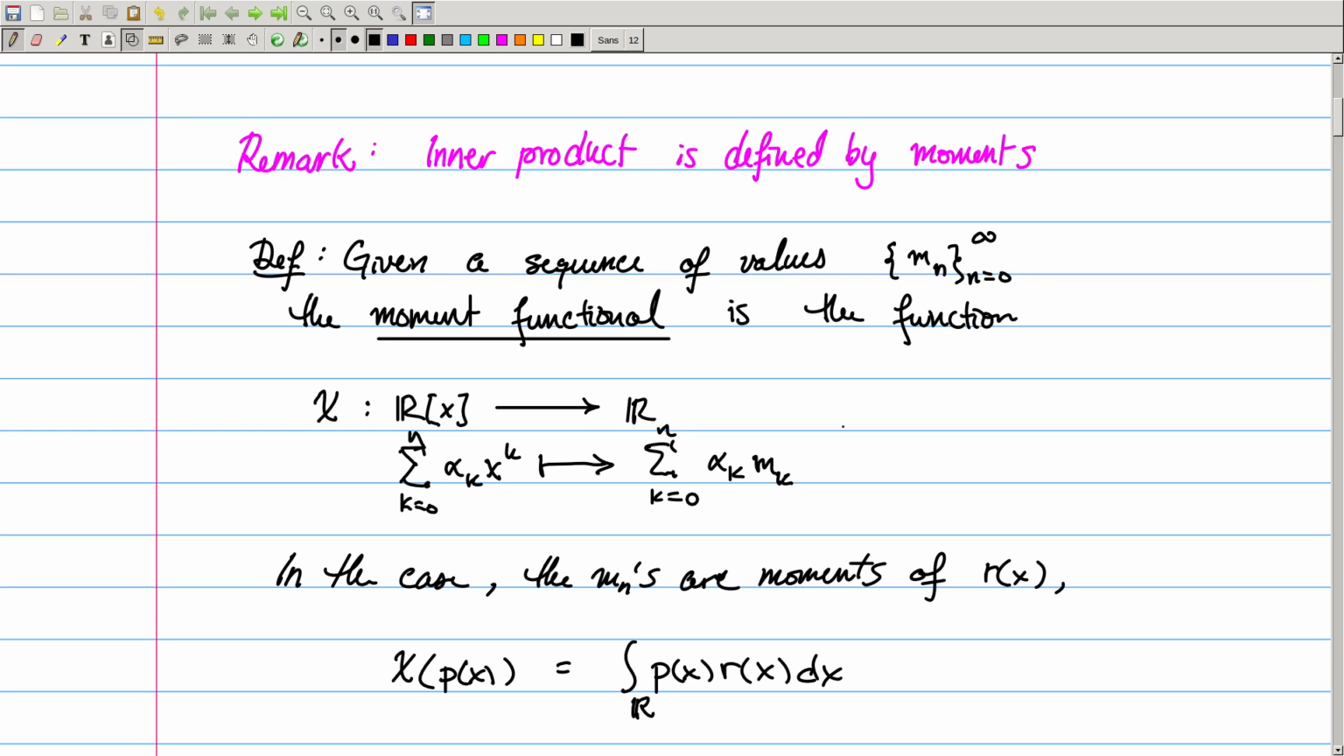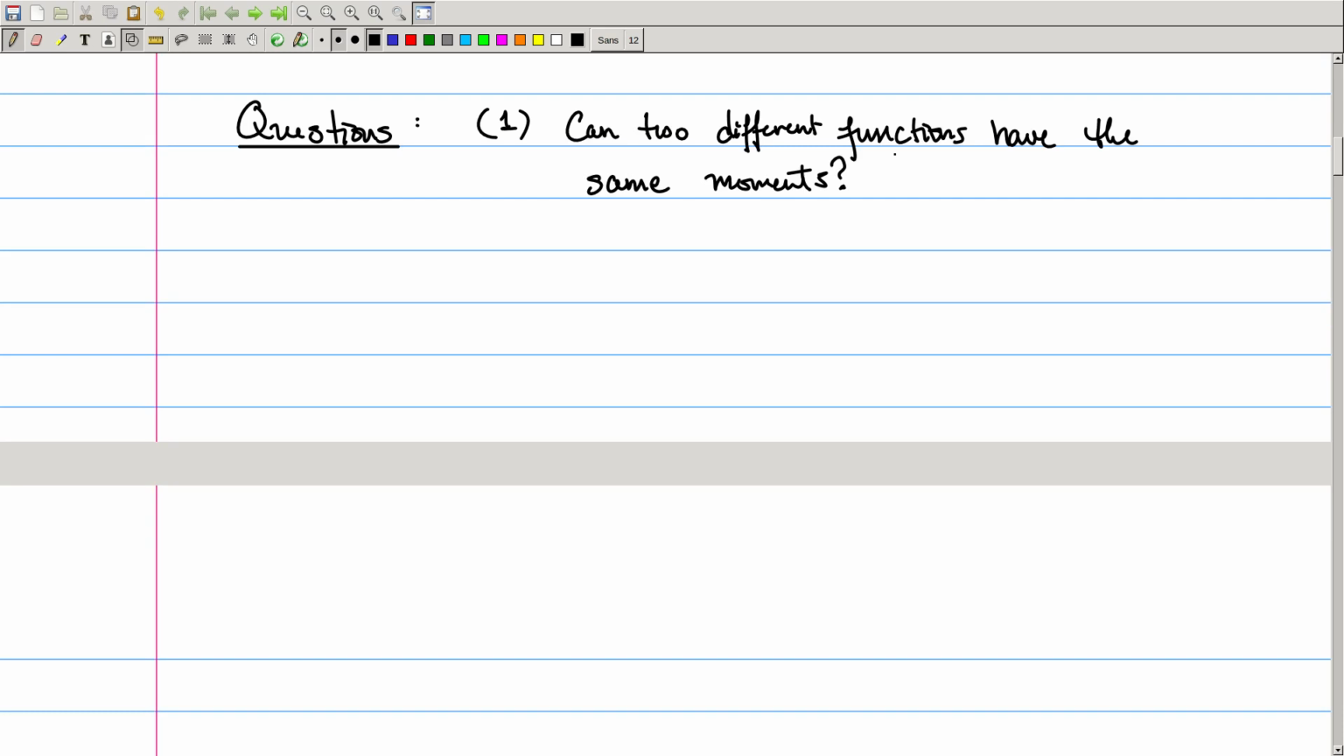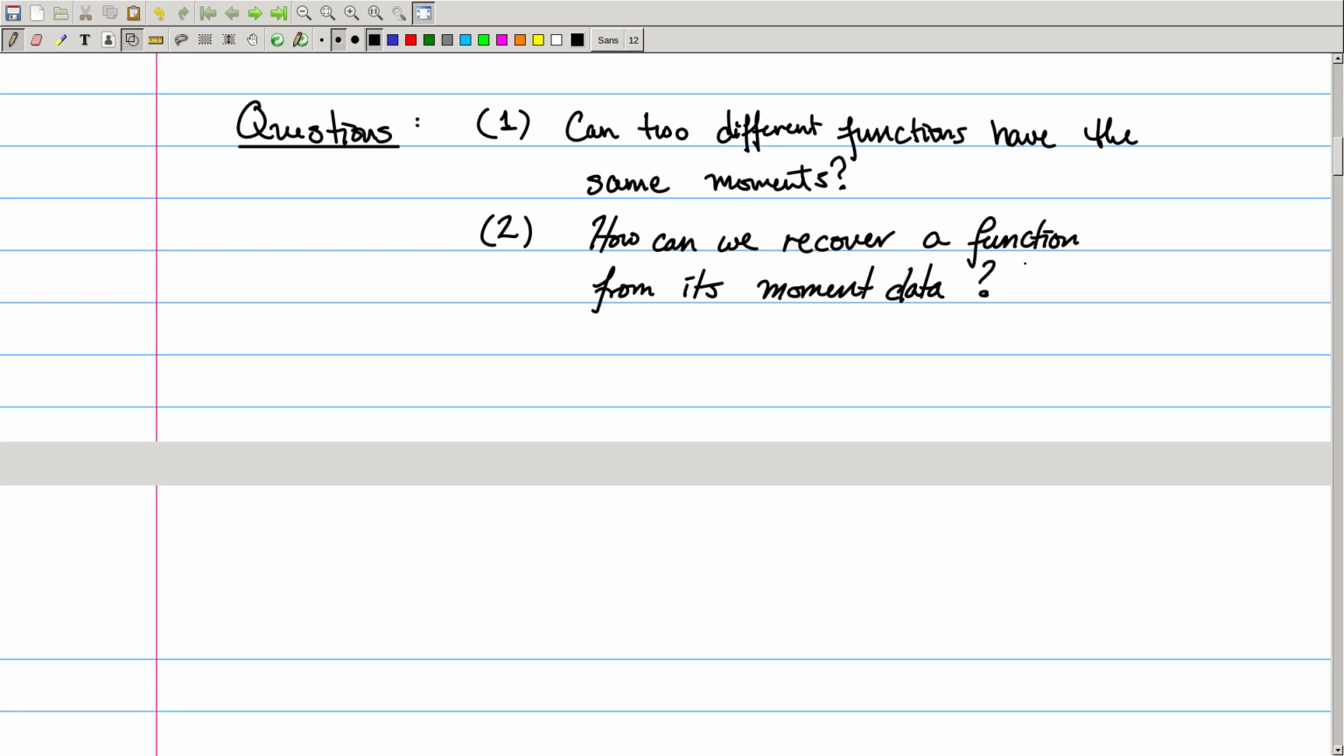Even better, for some very mild constraints on the sequence of moments that we choose, there is going to be a unique function r(x) with those moments, or there at least exists a function, unique or not, with those moments. So we're really not losing anything in terms of generality when we're defining things intuitively in terms of integrals. But of course, this does lead to some interesting questions. For example, one, can two different functions have the same moments? And two, how can we recover a function from its moment data?